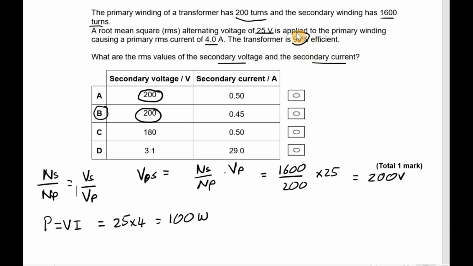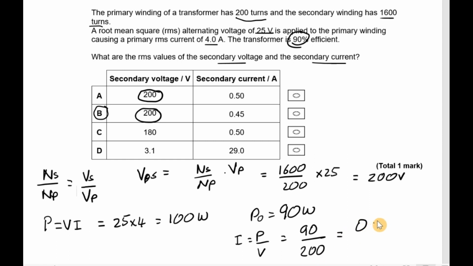Well, we're told the transformer is 90% efficient, so the power out is going to be 90 watts, 90% of 100. I'm going to rearrange this equation for the current. Current is equal to power over potential difference. My power on the secondary side is 90 watts. My potential difference on the secondary side is 200 volts. That gives me a current of 0.45 amps.